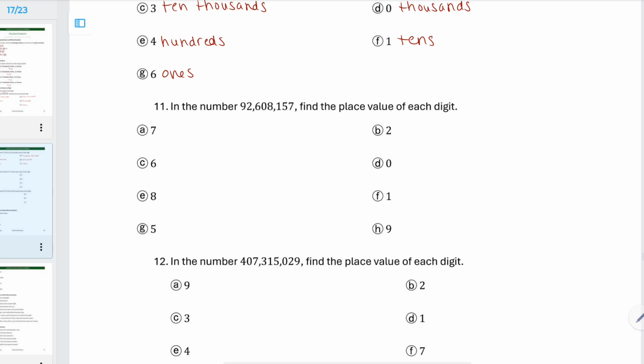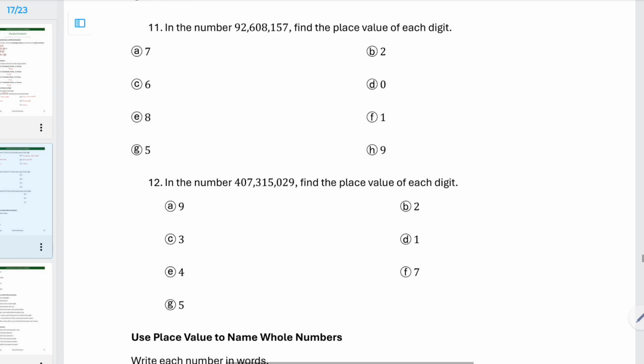In the number 92,608,157, find the place value of each digit. This one, they are listed out of order, although I think if I were solving this problem on a test, I would still answer these in the order that they appear in the number. So I would start with the 9 and write 10 millions place.